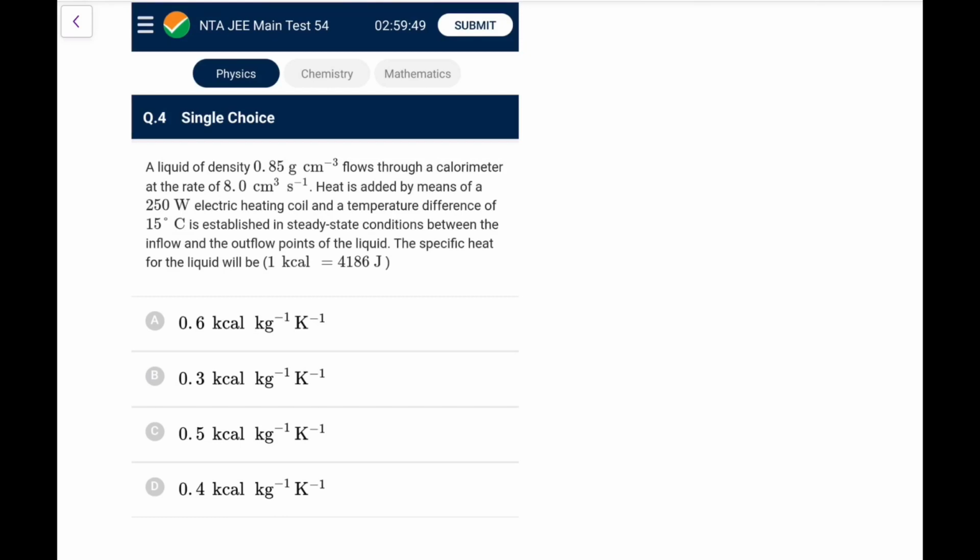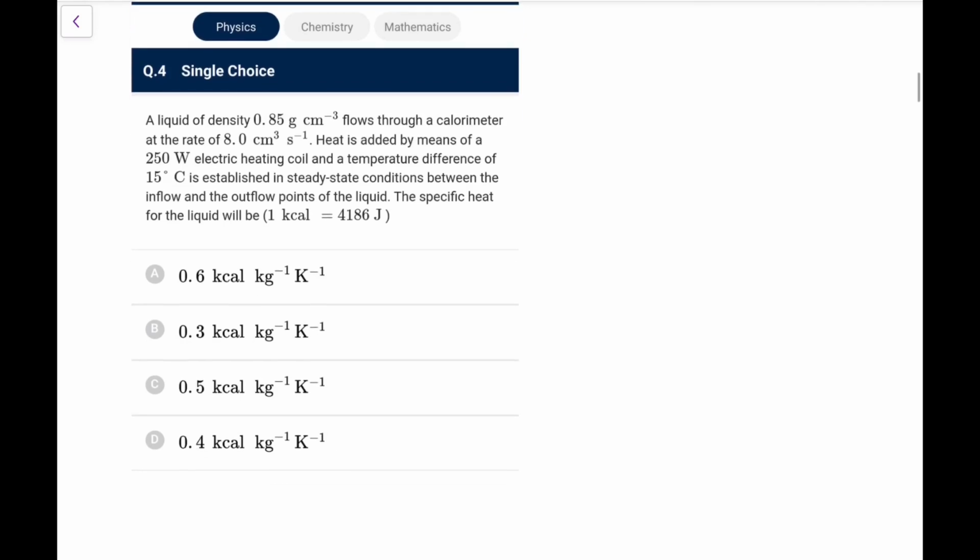Now go ahead. Fourth one: a liquid of density 0.85 gram per centimeter cube flows through a calorimeter at this rate. Heat is added by means of a 250 watt electric heating coil, and a temperature difference of 15 degrees is established in steady state between the inflow and outflow points. The specific heat of the liquid? Since the difference of 15 is maintained, all the heat will equal m s delta T, or per unit time, dm by dt into s delta T should equal 250, that is for sure.